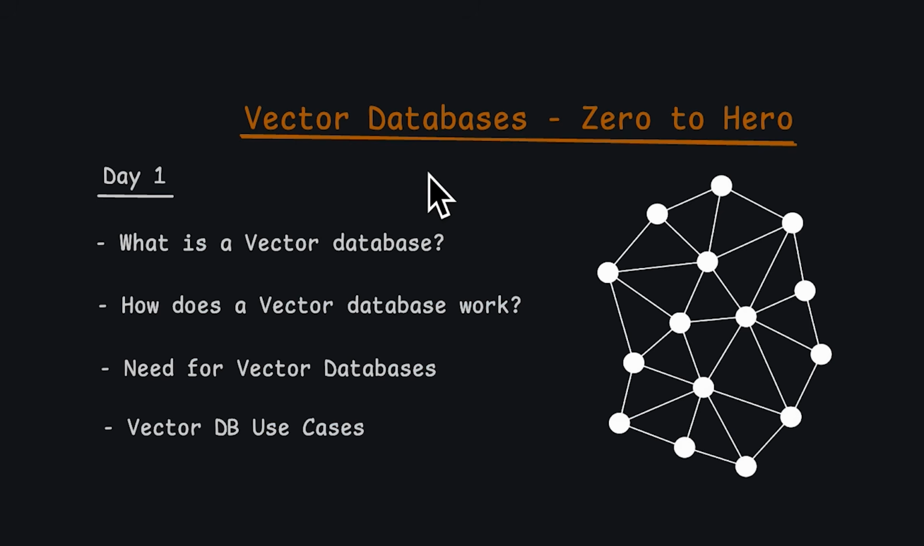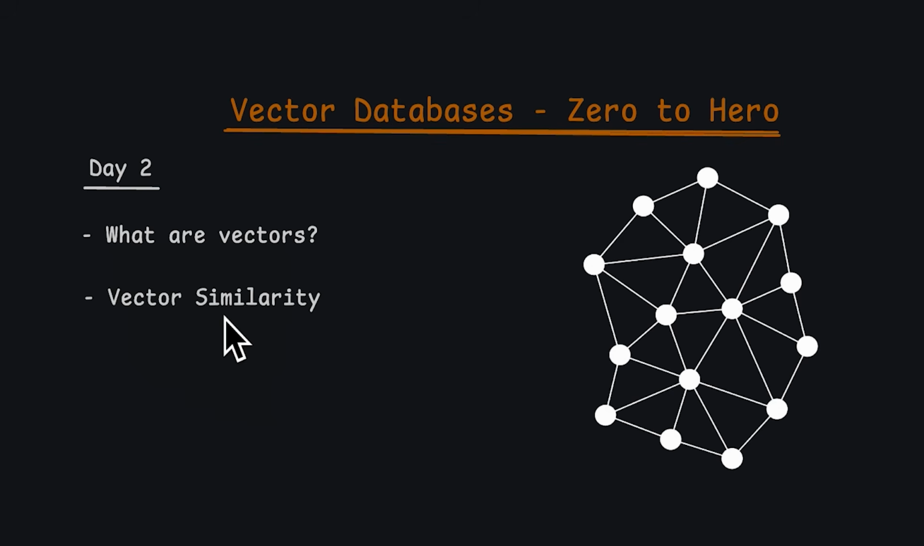Okay, so to wrap up this video, we covered a lot of ground already. We understood what a vector database is, how a vector database actually works, and we also understood the need for vector databases, and then finally we explored some vector DB use cases. Hope you found this video useful. In the next lecture, we will understand what vectors are, and we'll also understand this important concept of vector similarity.